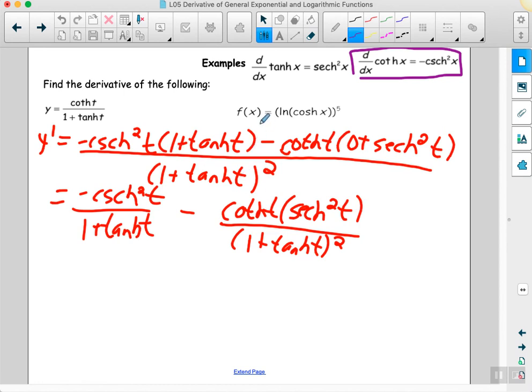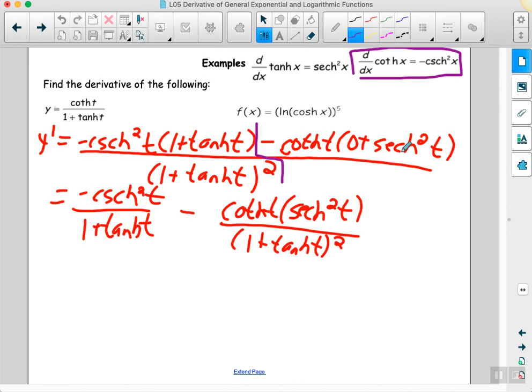And then I'm going to split this into two pieces along here. So this divided by this, one of those will cancel out, and I'm left with negative hyperbolic cosecant squared all over 1 plus hyperbolic tan squared, minus hyperbolic cotangent squared times 0, plus that is hyperbolic secant squared at t, all divided by 1 plus hyperbolic tan all squared.